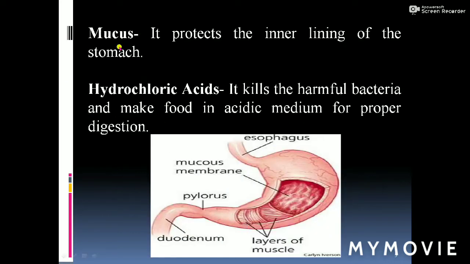So you see here, what is the meaning of mucus? Mucus is released from the inner lining of the stomach. You see, this is the bag-like structure of the stomach, and here is the mucous membrane inside the wall, and that is secreting the mucus. What is the function? It protects the inner lining of the stomach.